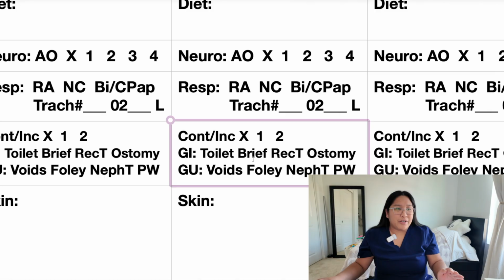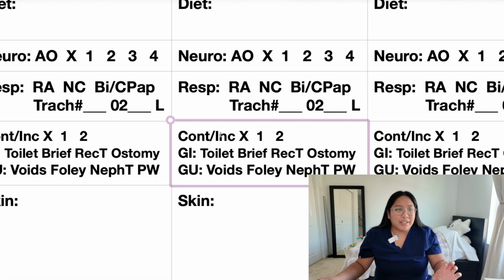So this next section here is about GI and GU, which is urinary and also bowel movement based. So continent, incontinent times 1 or 2. This whole head to toe section is where I'll circle things. I would put continent times 2. They can go to the toilet, they can void independently. This one is if they have a brief, like a diaper. Rec T stands for rectal tube. And then ostomy, that could be ileostomy.